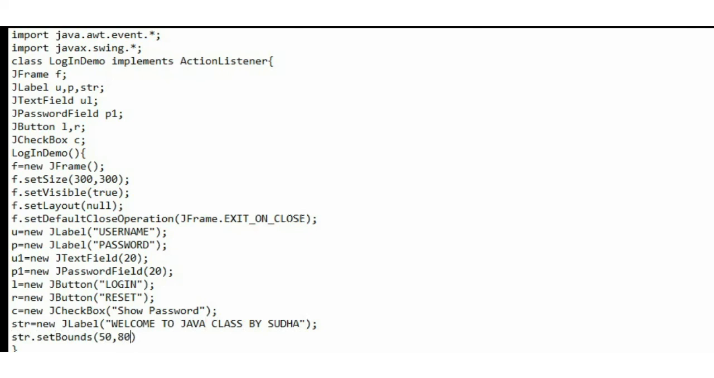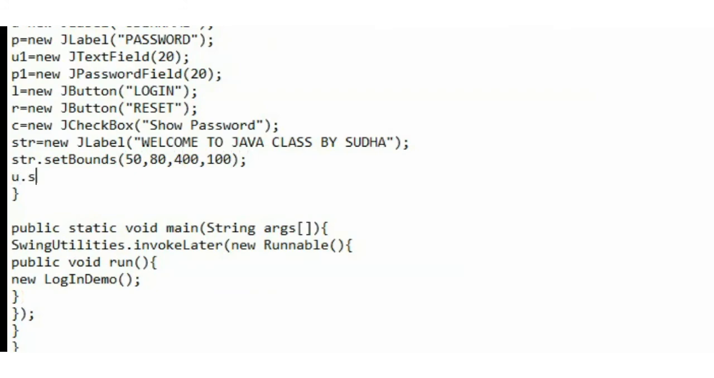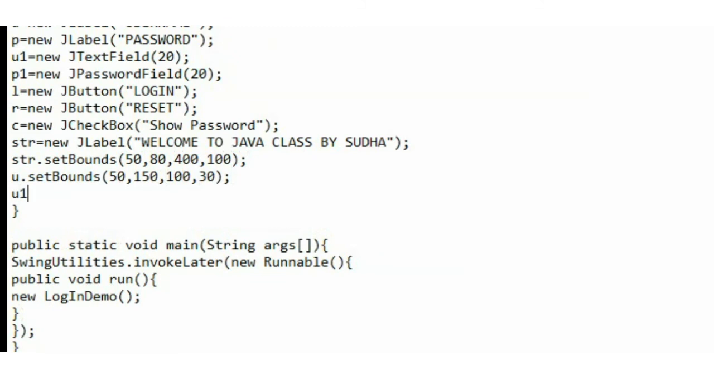See, as I said, I have made the layout null, so I am manually positioning the components by using the method called setBounds. The setBounds method takes 4 attributes. The first 2 parameters are the x and y positioning of the component, and the next 2 are the width and height.